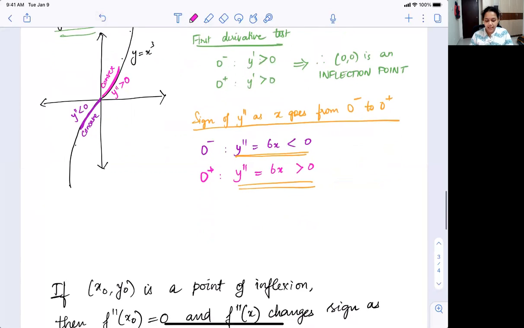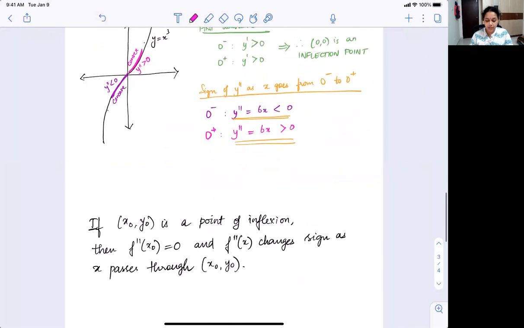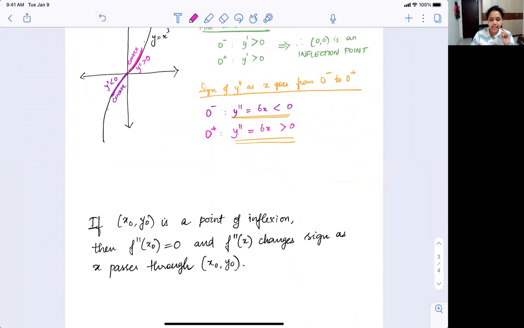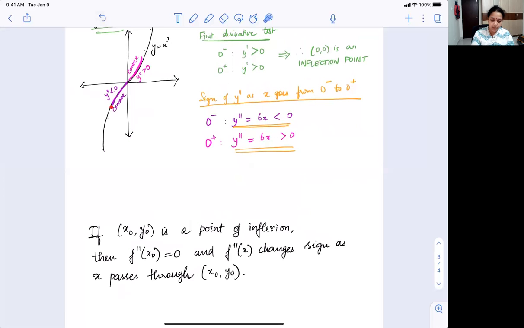So the idea is that when x0, y0 is a point of inflection, the second derivative is also 0 at that point, but the second derivative changes its sign as x passes through the point of inflection. And that is precisely what is happening here in this example.